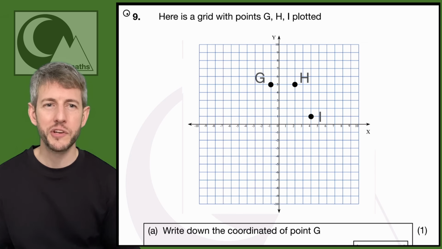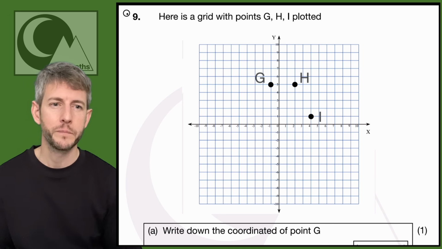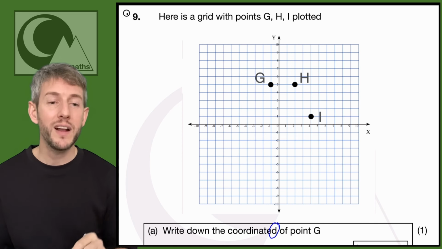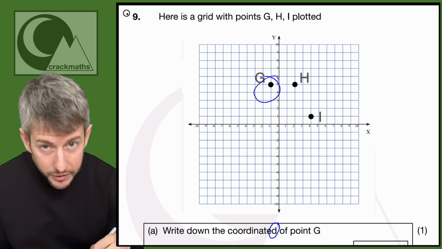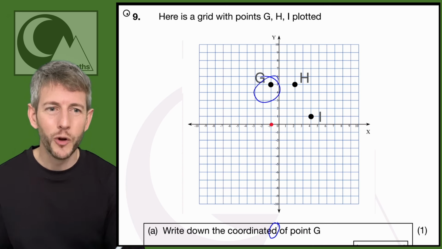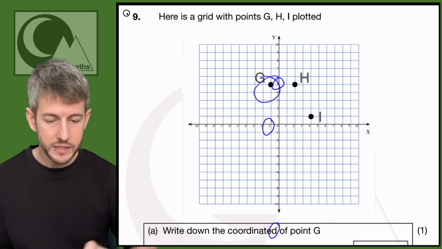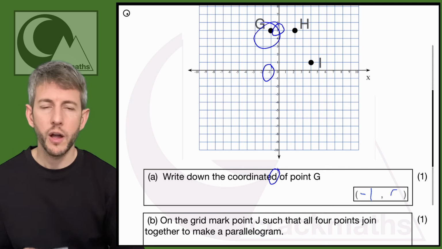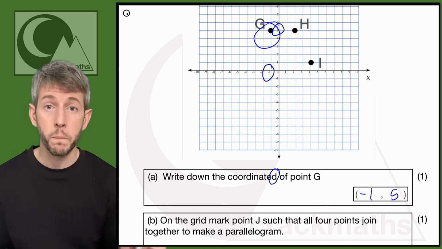So here we go. We've got question 9, and it says, here is a grid with points G, H, and I plotted. Write down the coordinates. Oh, sorry about that. There's a bit of a typo here. Don't worry, that will be changed. Write down the coordinates of point G. Okay, so here is point G, and I can see we've got an X coordinate of -1, and a Y coordinate of 5. So the coordinates of point G are going to be -1, 5. Remember, we always write our coordinates alphabetically. So here we go, we've got -1 and 5.